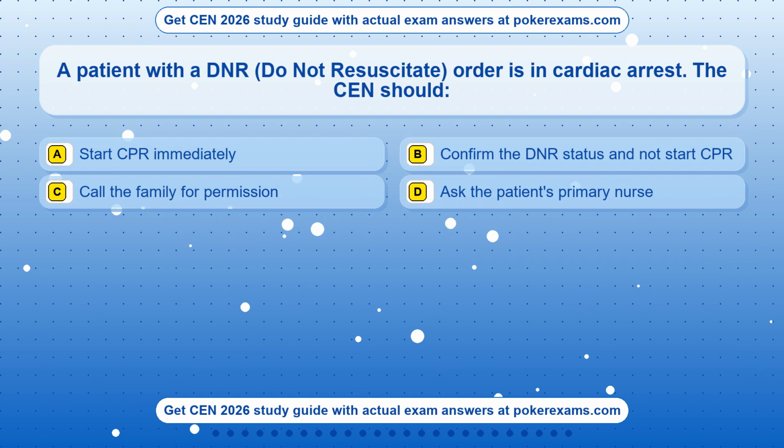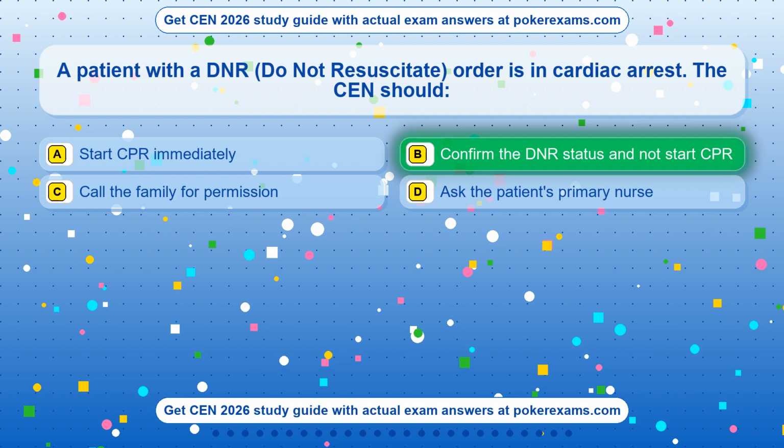Question 15. A patient with a DNR, do not resuscitate, order is in cardiac arrest. The CEN should: Option A, start CPR immediately. Option B, confirm the DNR status and not start CPR. Option C, call the family for permission. Option D, ask the patient's primary nurse. The correct answer is option B, confirm the DNR status and not start CPR.